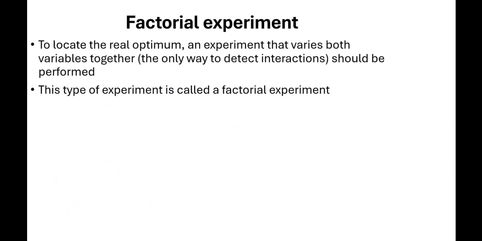Okay, so that's the reason that we have to design the experiment. We have to design it in a way that we change the variables one by one, and then we change the variables together as well. This is called a factorial experiment.